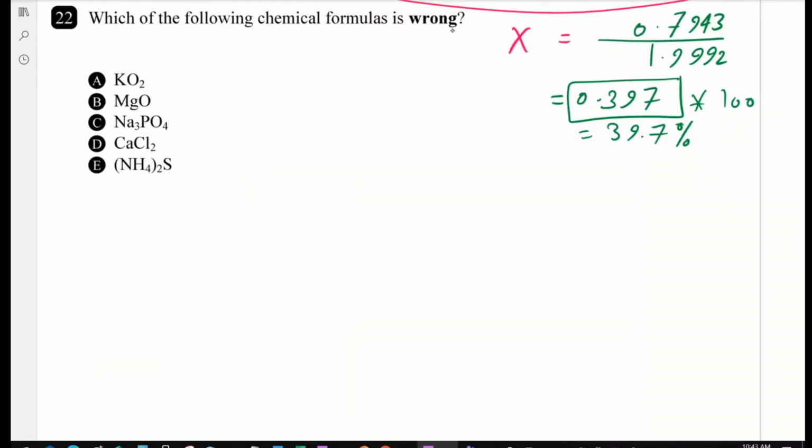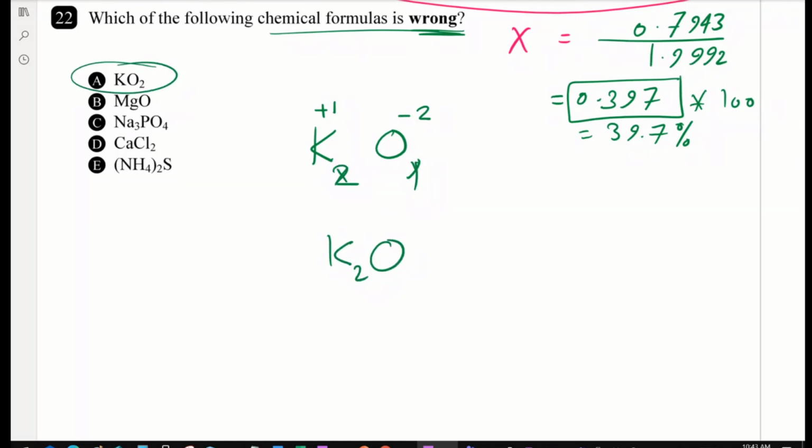Which of the following chemical formulas is wrong? Which one is wrong? KO2. K is +1 and O is -2. So what's X and Y? X is 2 and Y is 1. So it must be K2O, not KO2.